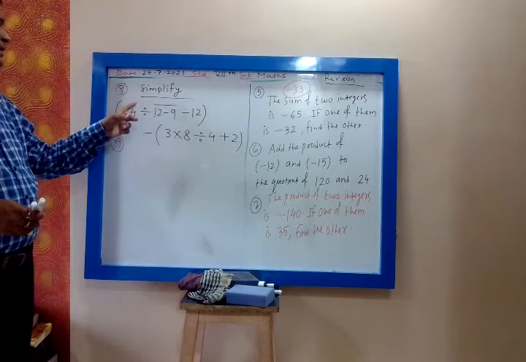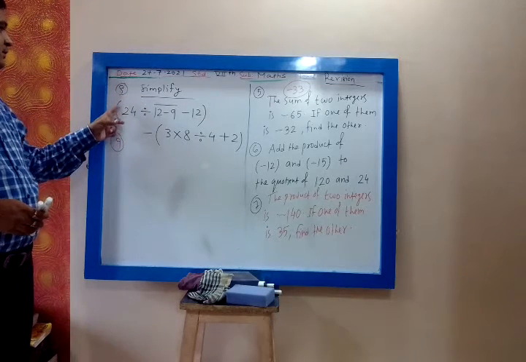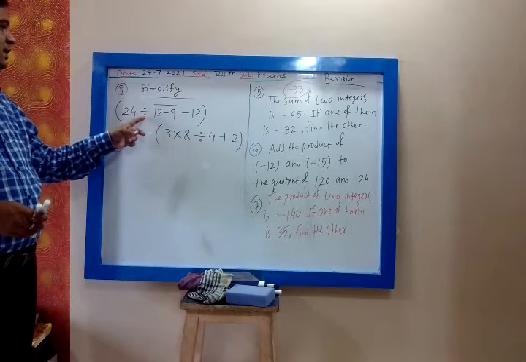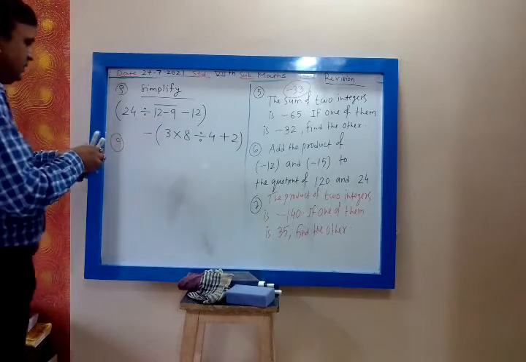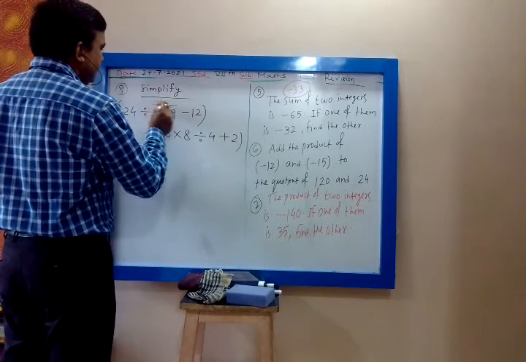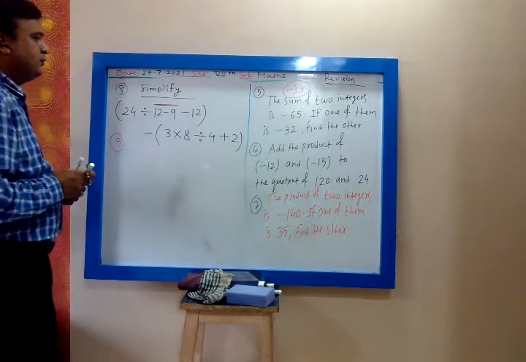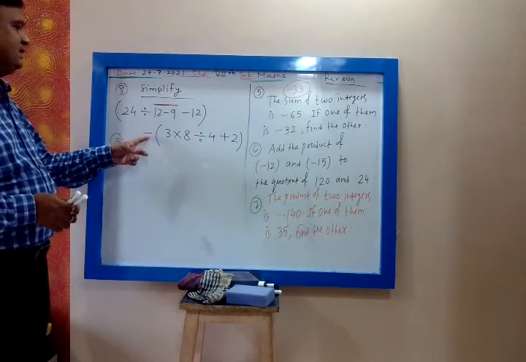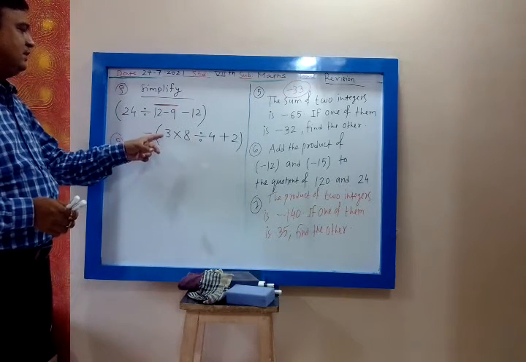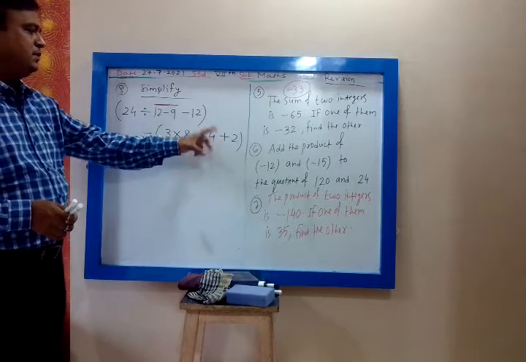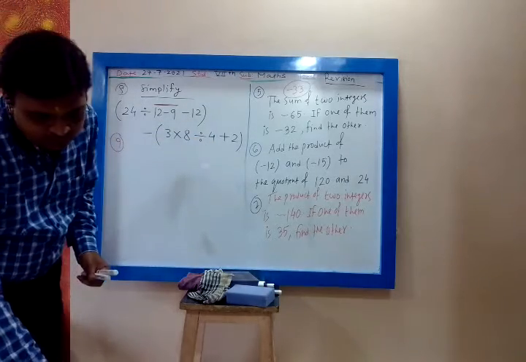8th one is simplify. Then bracket, 24 divided by 12 minus 9. There is a vinculum over 12 minus 9. Okay. Minus 12, bracket close. Then minus continuation, minus 3 into 8 divided by 4 plus 2. Start solving.